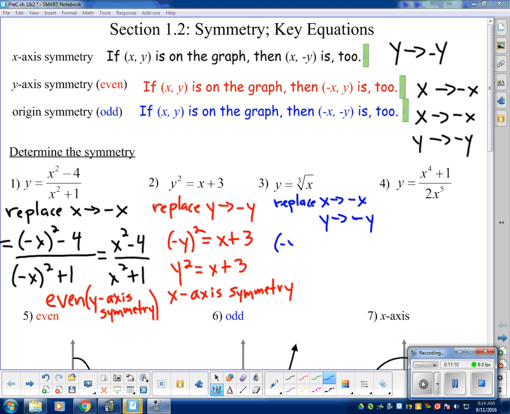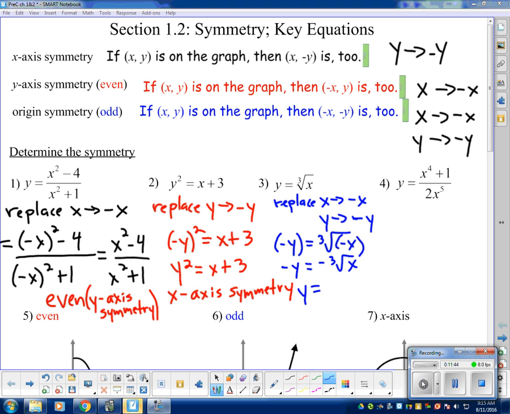So negative y equals cube root of negative x. Every time I plug in a negative y or a negative x for an x or a y, I put it in parentheses. That'll help you with your order of operations. If you leave the parentheses out, you might mess up your sign. And so negative y just stays negative y. The cube root of negative x is actually negative cube root of x. You could pull the negative 1 out.